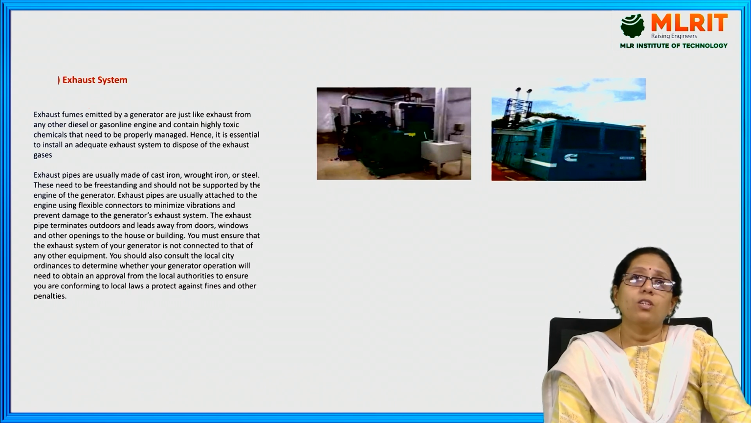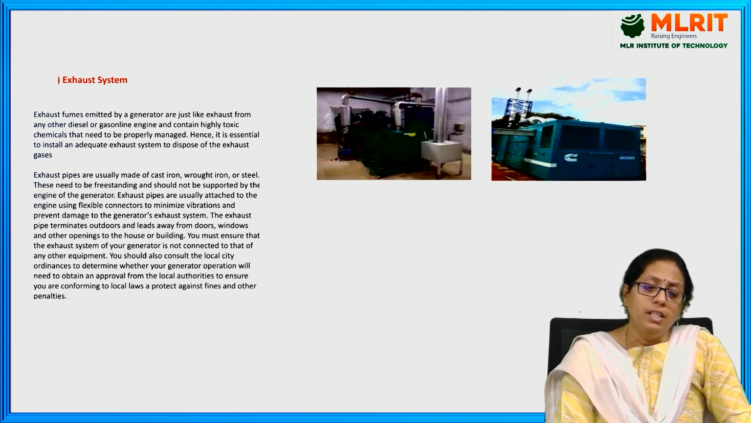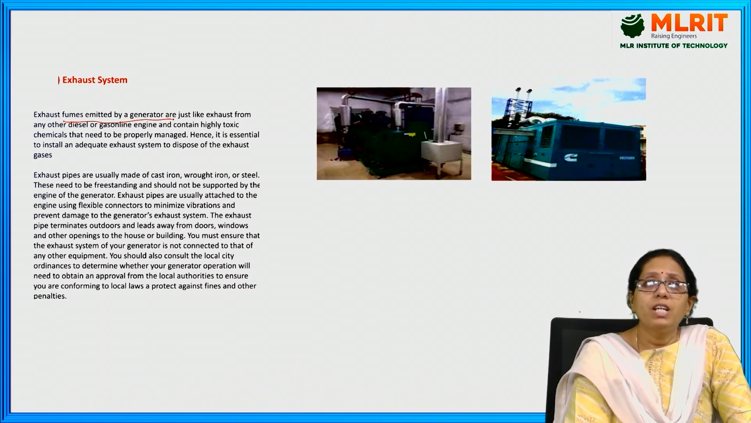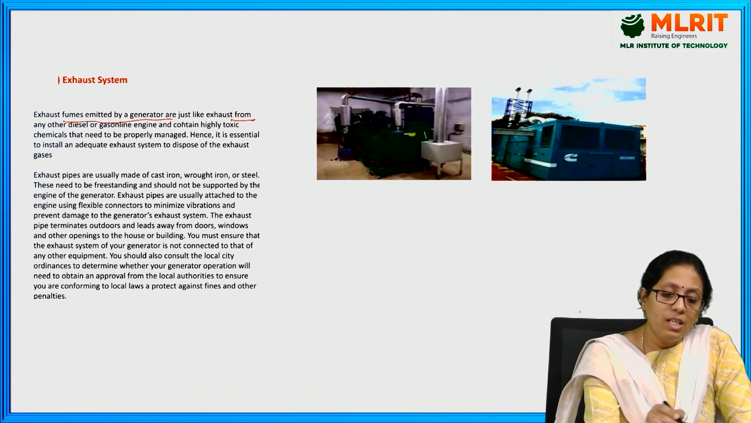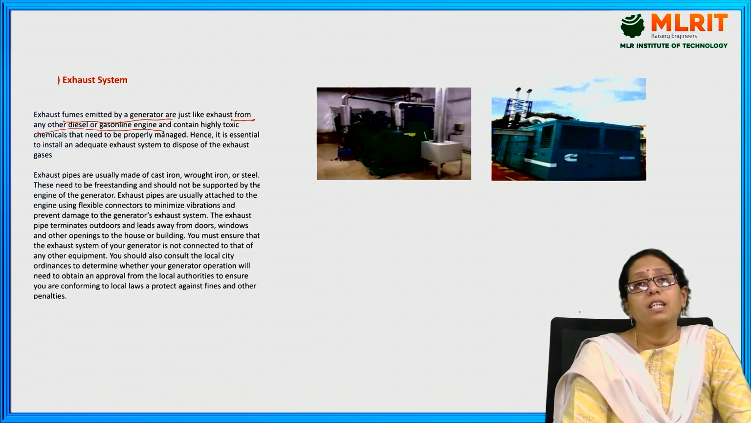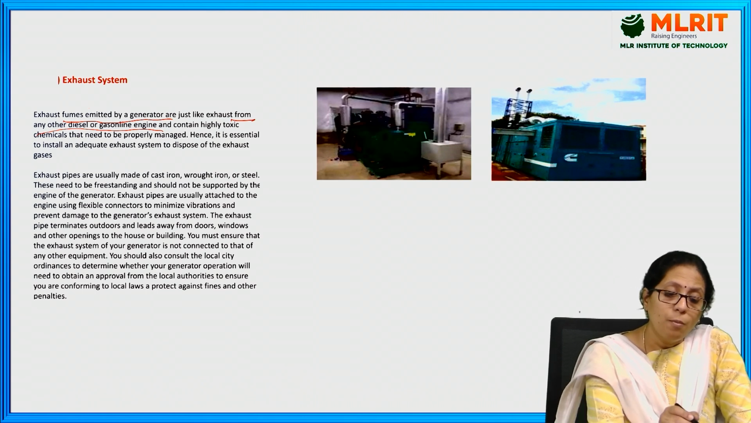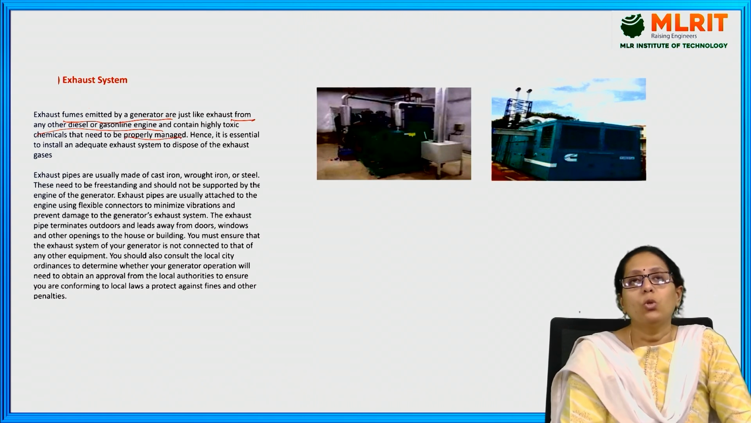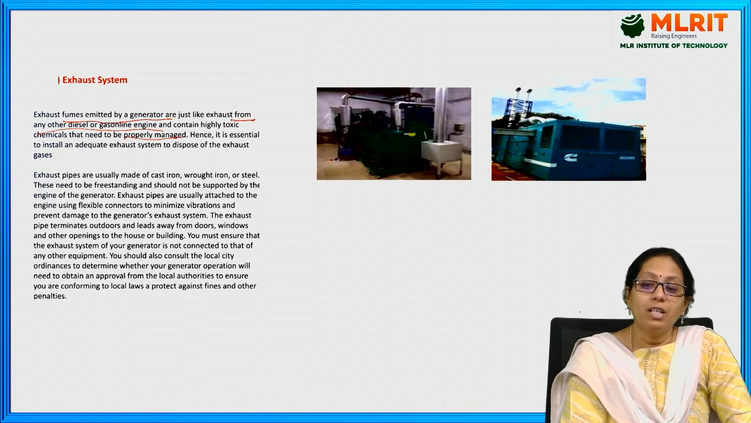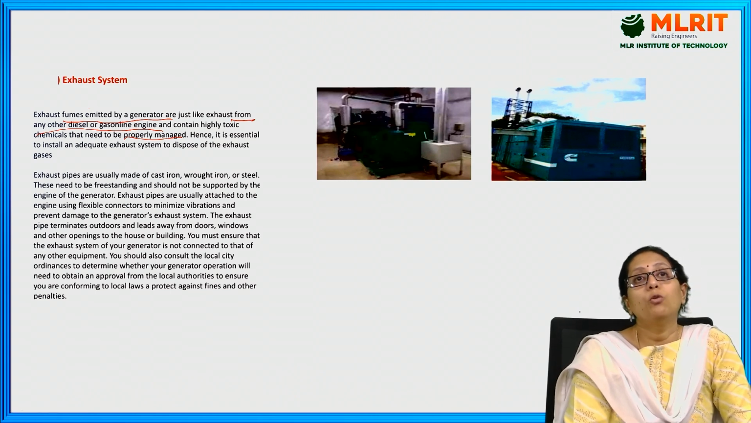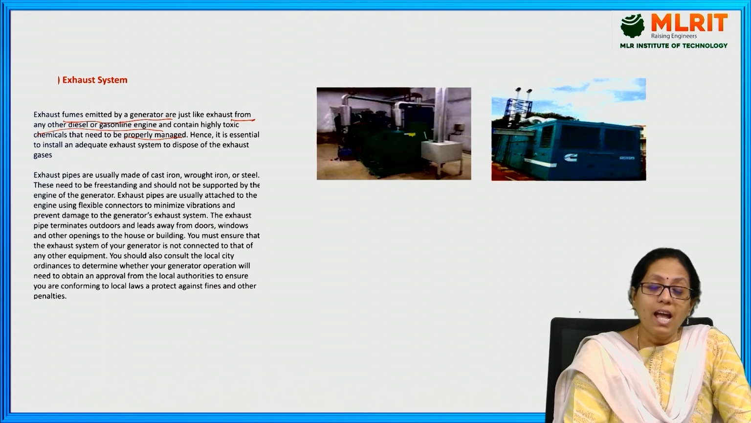Next one is the exhaust system. In the exhaust system, the exhaust fumes emitted by the generator are just like exhaust from any other diesel or gasoline engine and contain highly toxic chemicals that need to be properly managed. In order to reduce the air pollution around the diesel generator, we need to properly manage the gases which are being released from these diesel engines.